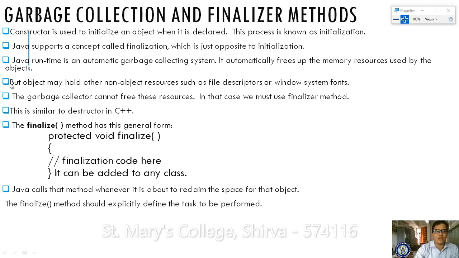So you can identify the importance of the finalize method: an object may hold other non-object resources such as file descriptors or Windows system fonts. You are removing the memory space of an object, but you are unable to remove the fonts and descriptors that were occupied by that object. So to free up those resources of objects, we use the finalizer method. This is similar to your destructor.